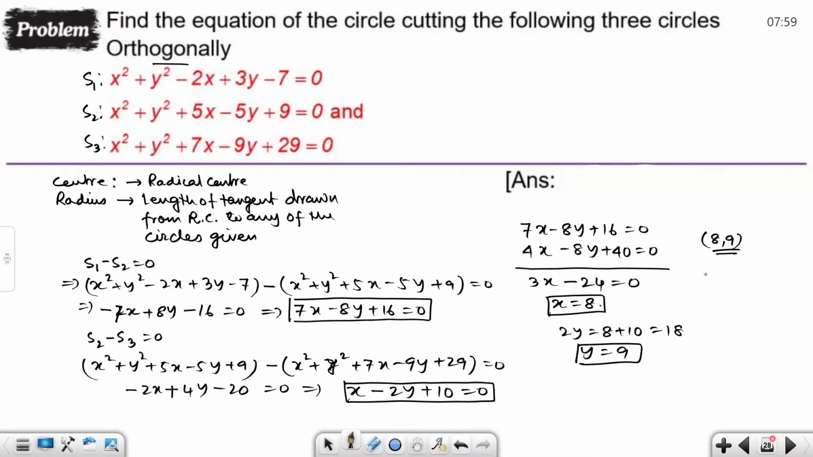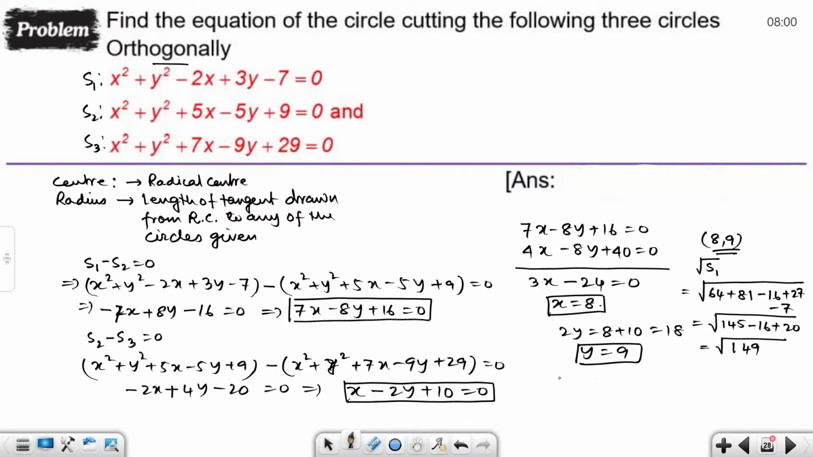So if I choose S1, the length of the tangent, which eventually is the radius of our required circle, is root S1. So that gives us root of 64 plus 81 minus 16 times 27 minus 7. So that gives us what? Root of 145 minus 16 plus 20. So that gives us 149. Am I correct? So the radius of the circle is root of 149.